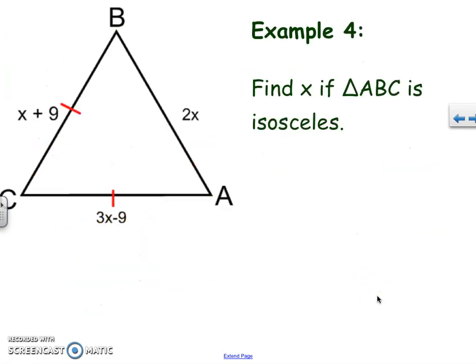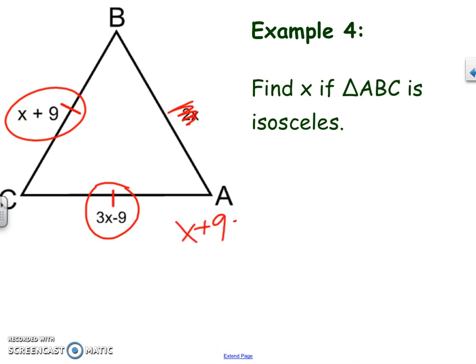Example 4. I've got find x if ABC is isosceles. So I know that this side is going to be equal to this side. So this 2x is kind of irrelevant information. So I need to set x plus 9 equal to 3x minus 9. So the important thing is with sides, you're never going to equal anything to 180. They're going to have to give you some equal mark or something like that to solve for x.